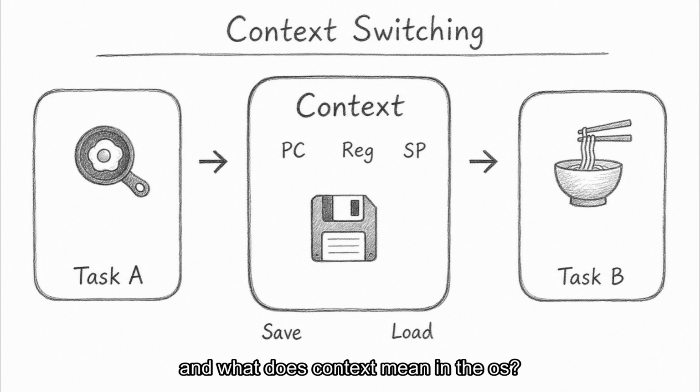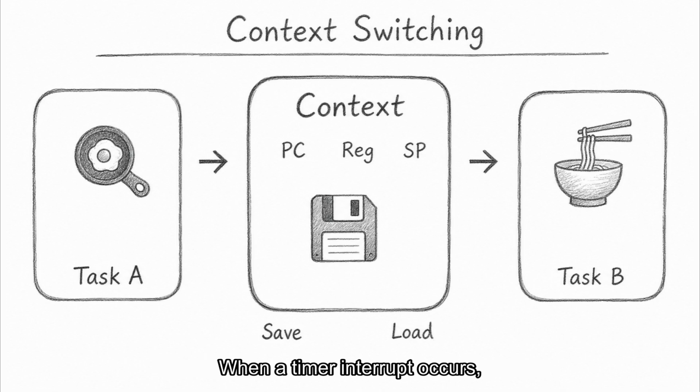And what does context mean in the OS? Context means the information of the currently loading task. It's like the program counter, register values, and stack pointer. Then it restores the same kind of information for the next.